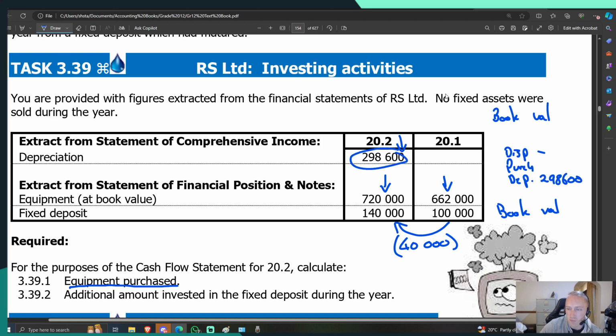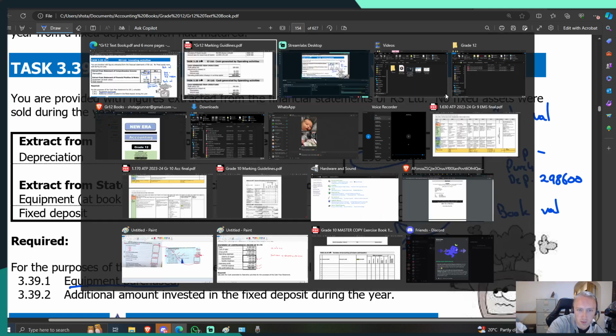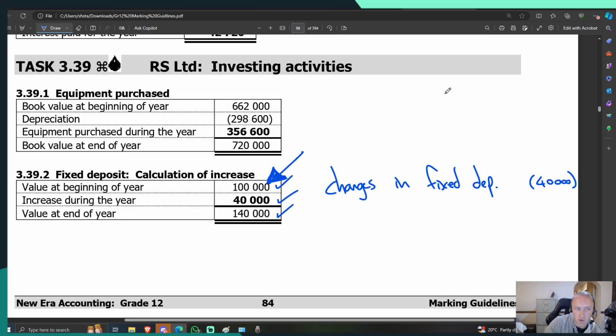So we can calculate it by working backwards. We can say book value at the end plus depreciation minus book value at the beginning, and that will give you your purchased amount. If we had gone from top down, we would have said book value at the beginning minus depreciation plus equipment purchased equals book value at the end. Now we don't have this one here, so we've got to work backwards. Let me just erase this. I'm drawing too much on here.